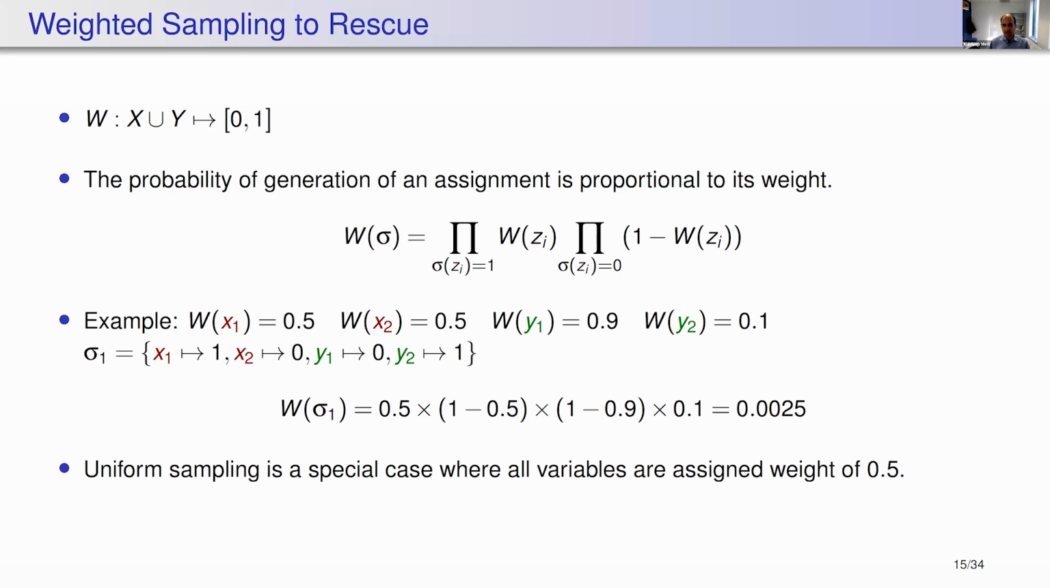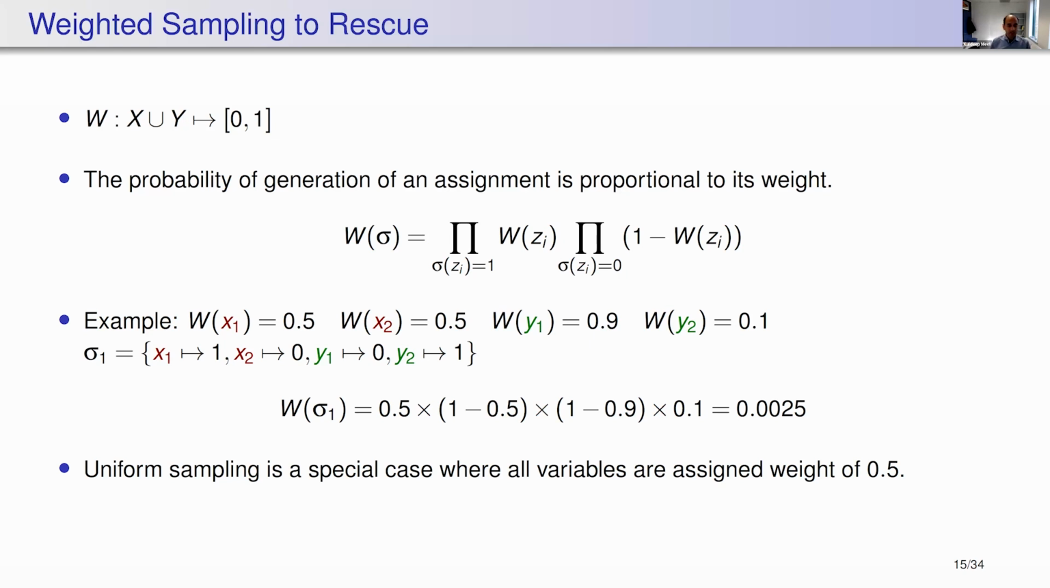So perhaps we should do sampling that is biased, and in this case, we rely on weighted sampling. So what is weighted sampling? It assigns weights to all the variables between 0 and 1. And now the weight of an assignment is the product of the weights of the variables whose value is set to 1 times 1 minus the weight of the variables whose value is 0. So if we assign weight of 0.5 to x1 and x2, 0.9 to y1, and 0.1 to y2, look at an assignment here, which is to say that x1 is 1, x2 is 0, y1 is 0, and y2 is 1. Then the weight of this assignment is the product of the weights of the literals, and this is what it corresponds to. So uniform sampling is a very special case where all the variables get assigned equal weight of 0.5.